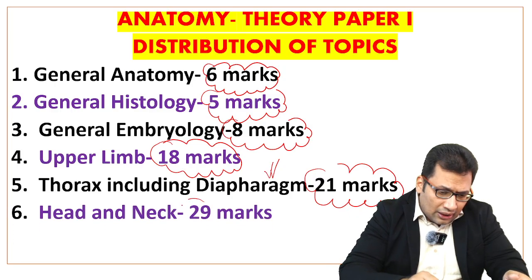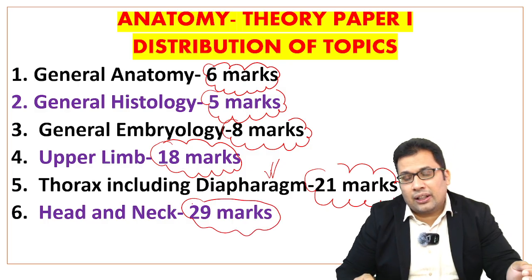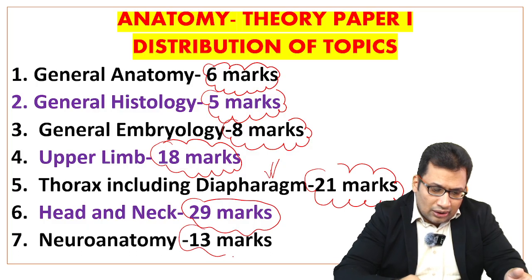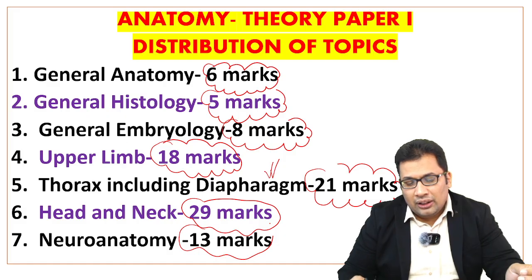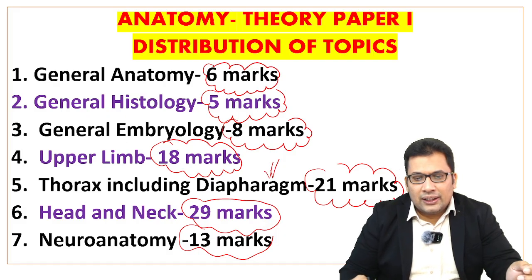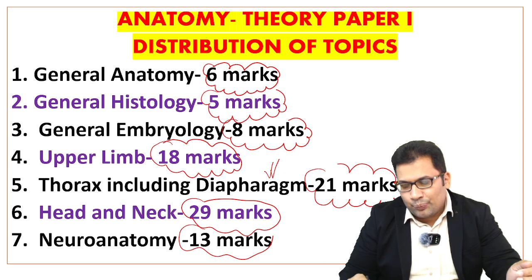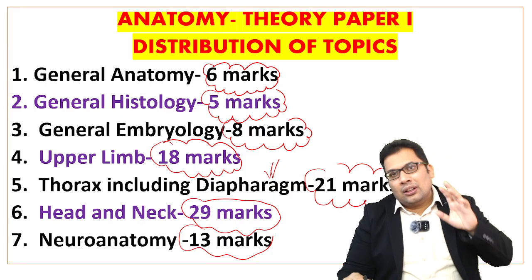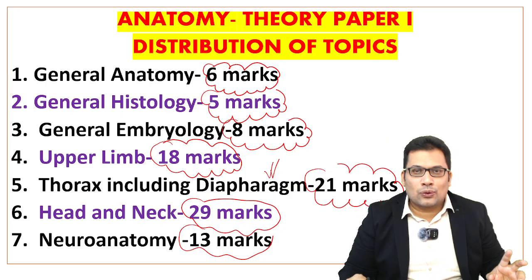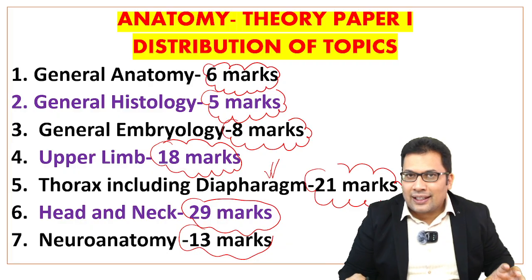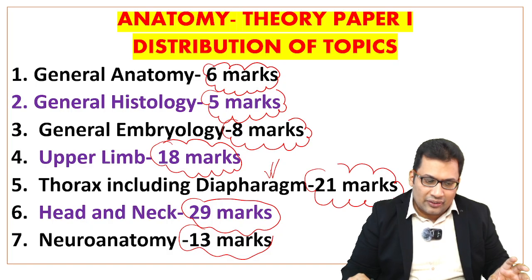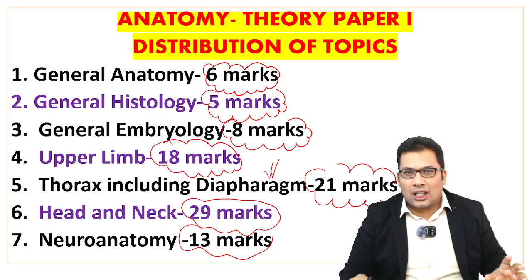Then comes head and neck, which is the most difficult one, around 29 marks. Neuroanatomy, one more difficult topic in paper 1, 13 marks. So, this is about anatomy theory paper 1. There are 2 long essays, which are 10 mark questions. There are 8 short essays, 5 marks questions. There are 10 short answers, around 30 marks, and 10 MCQs as per recent RGUHS guidelines. So, this is about anatomy paper 1.